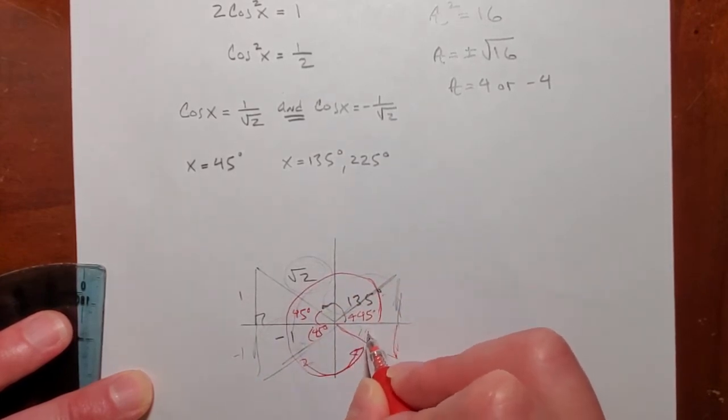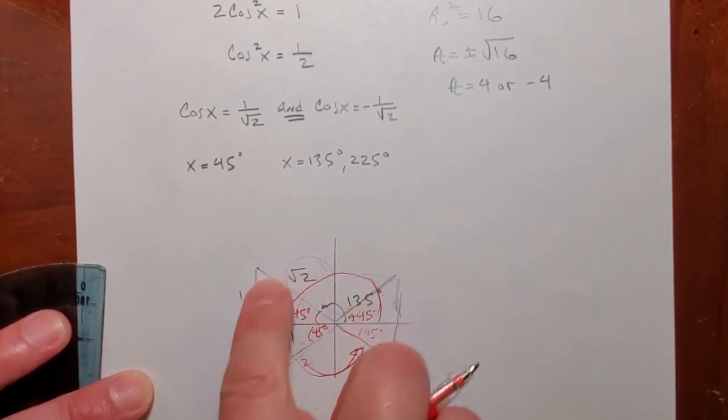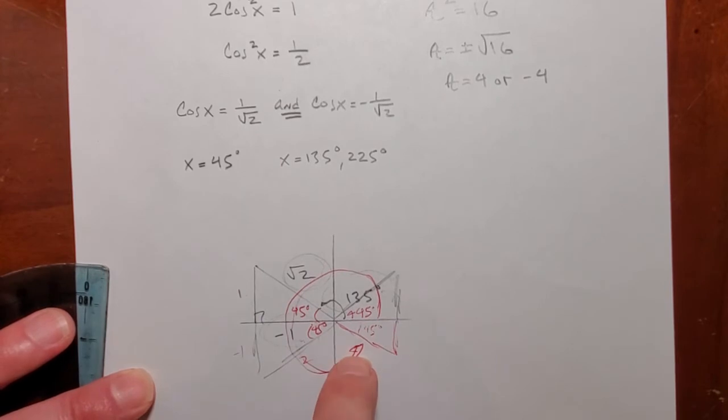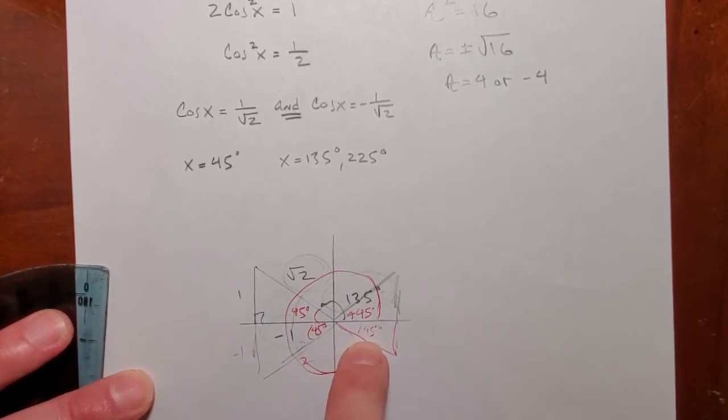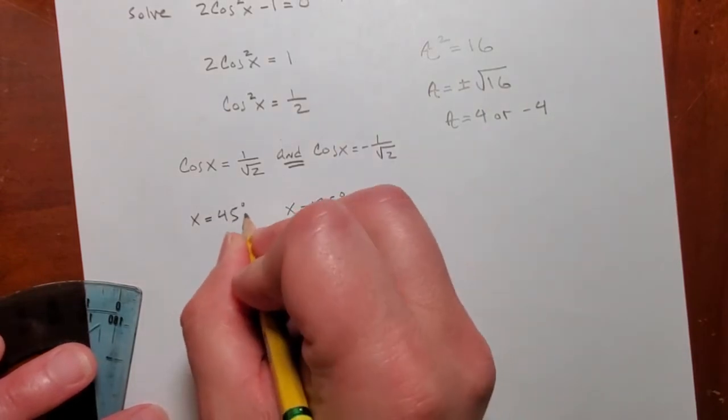Where that gap right there is 45 degrees, that would be 315. 315 is 45 degrees short of 360 degrees. Okay? So 45 degrees and 315.